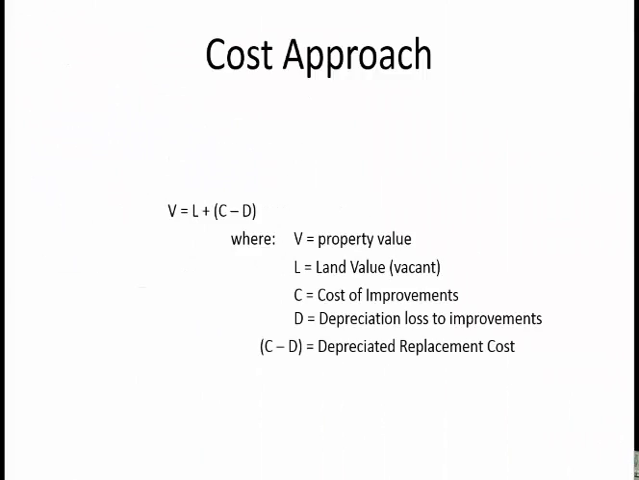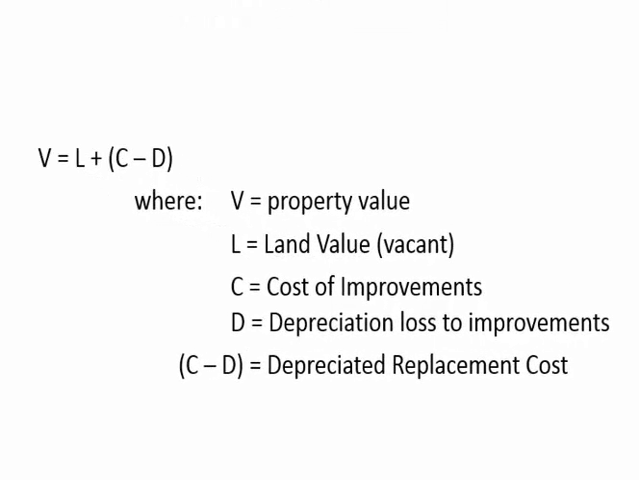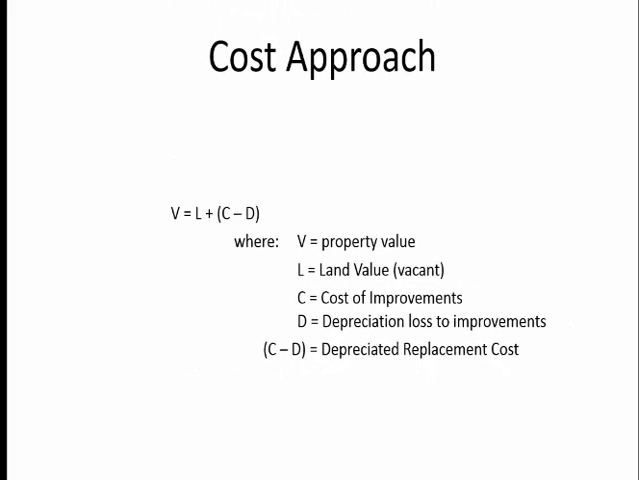The nice thing about the cost approach is that it is based on a very simple and straightforward equation, and that is that the property value is equal to the land value plus the cost of improvements less the depreciation to those improvements. By the way, in this equation, the C minus D term is often referred to as the depreciated replacement cost, and we use that expression in many places, especially in plant and machinery valuation.